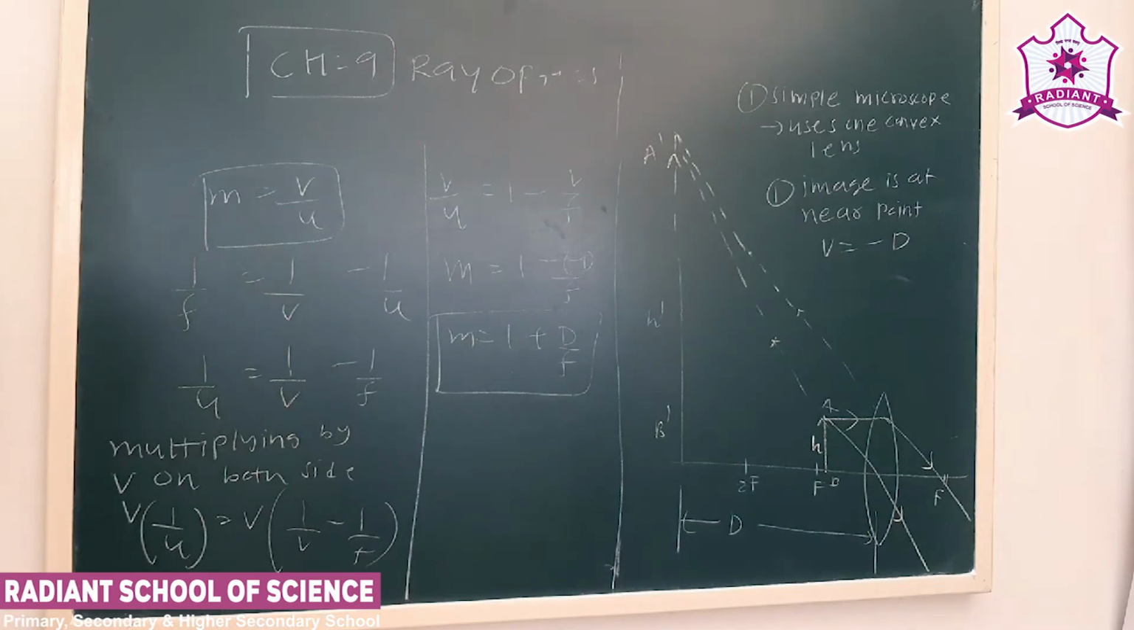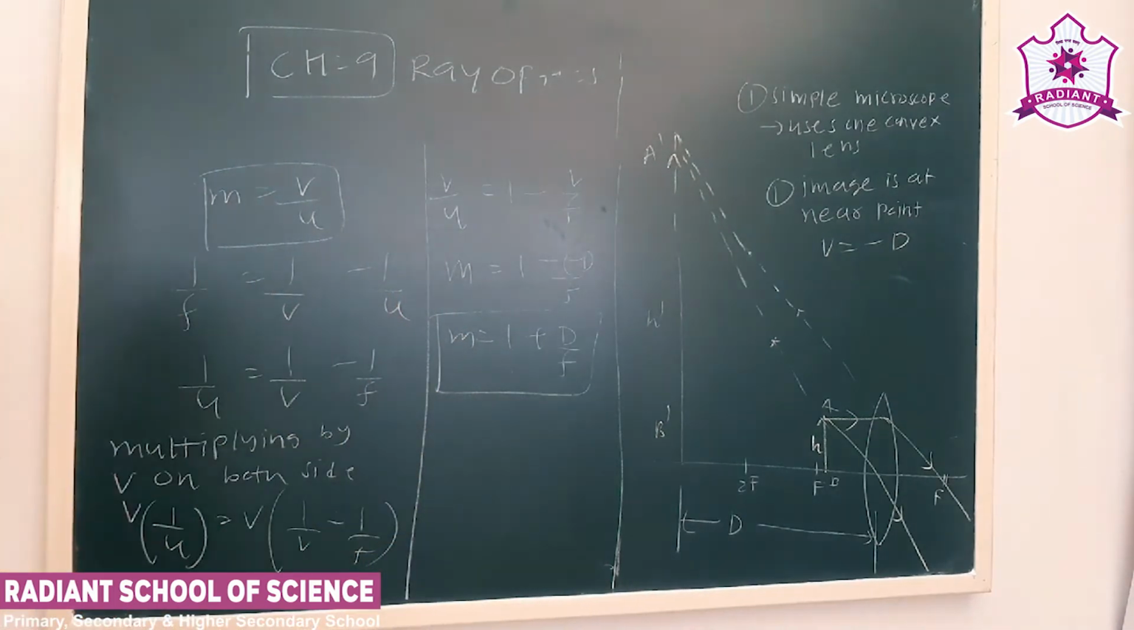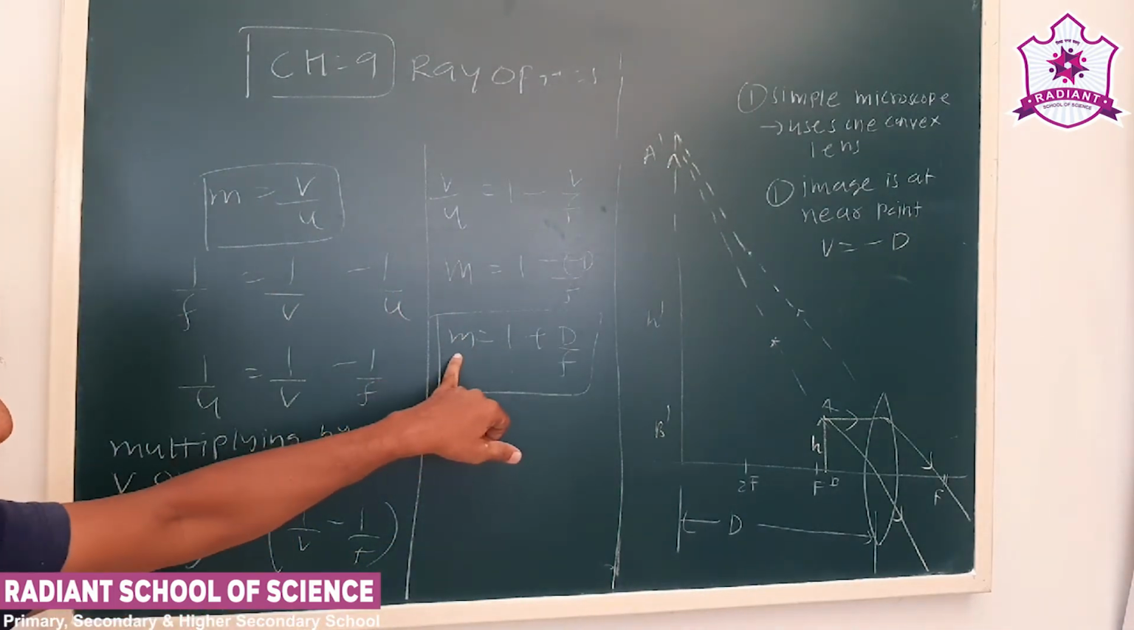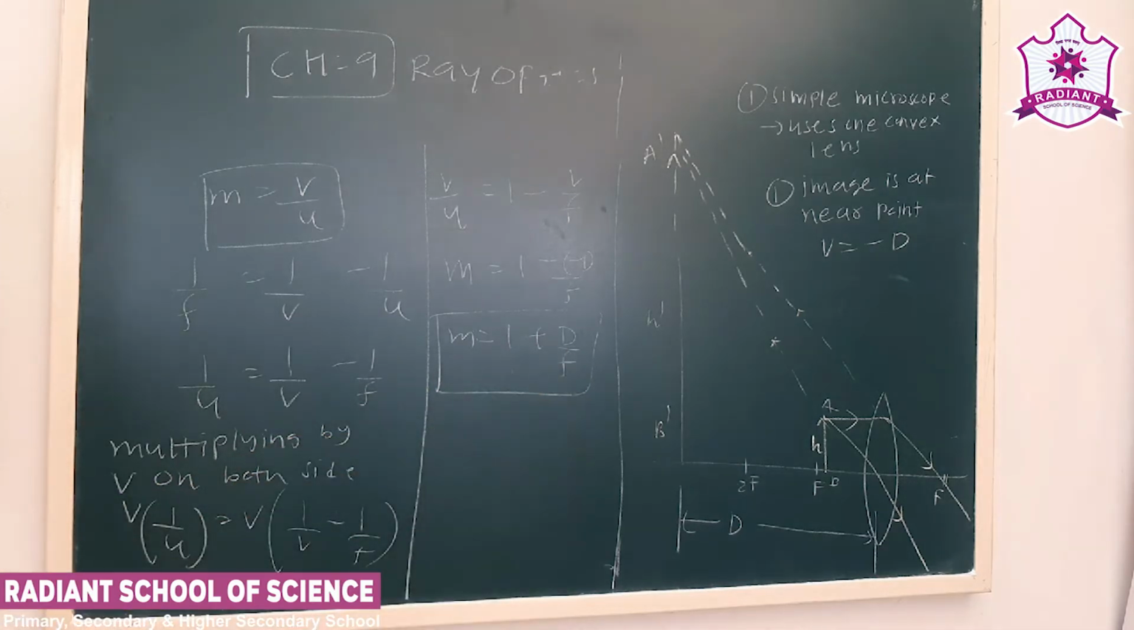D is a near point, that we have discussed earlier. So this is about the simple microscope when the image is formed at the near point. See, the magnification is given as m is equal to 1 plus d by f.